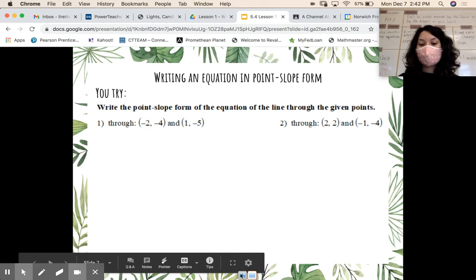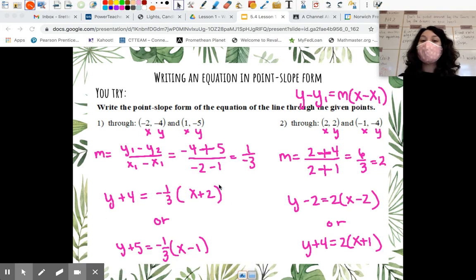Okay, so here's what you should have gotten for your answer. Again, you only needed to provide one of the linear equations. So either you got this one with plus 4 and plus 2 for number 1, or you got this one with the plus 5 and minus 1. Regardless of which ordered pair you used, you should have gotten a slope of negative 1/3.